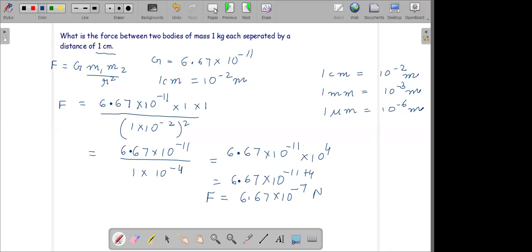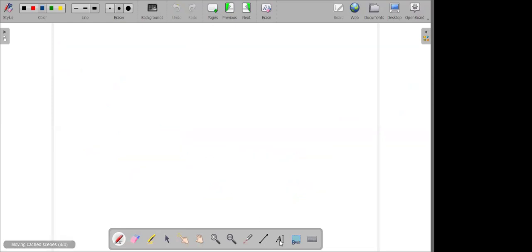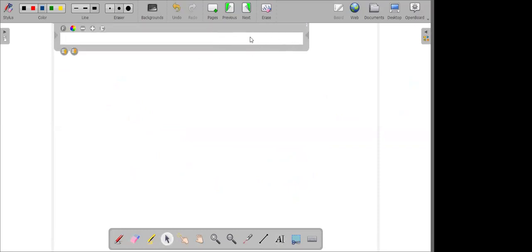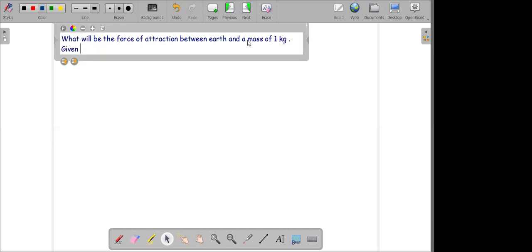So let's do one more question here. You have to write what will be the force of attraction between Earth and a mass of 1 kilogram. Given the mass of Earth and the radius of Earth. So you are given the mass of Earth and radius of Earth, something like this.